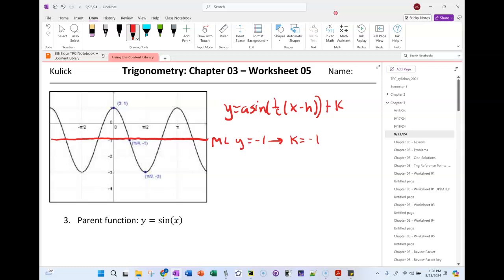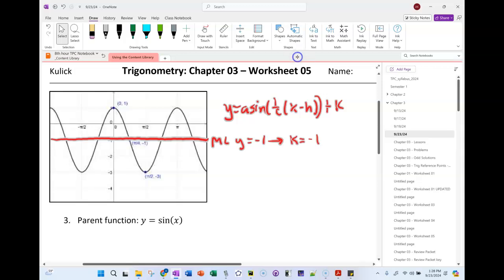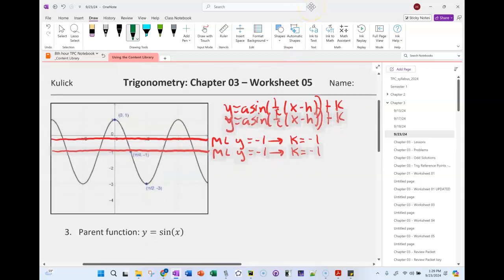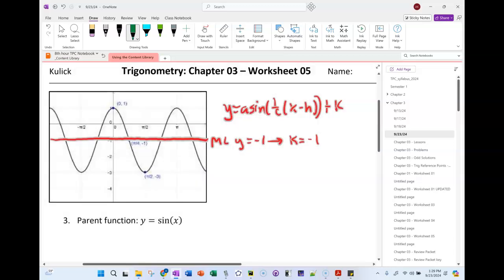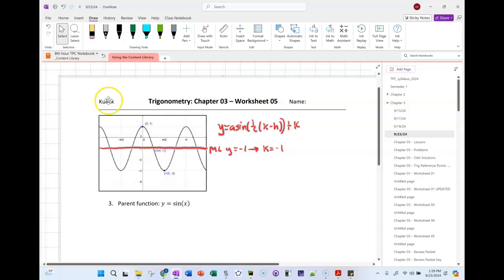So that's good. Okay. Let's do the amplitude next. What does the amplitude look like here? 2. Plus or minus? Well, the amplitude is 2. The absolute value of A, though, is going to be plus or minus 2.